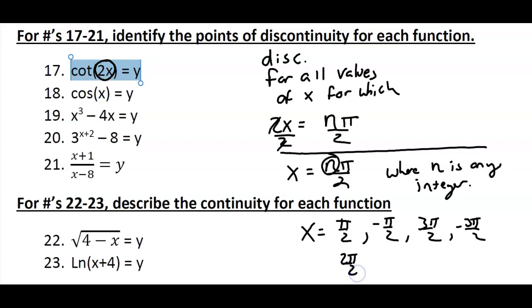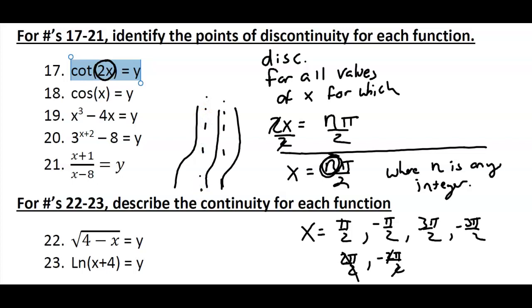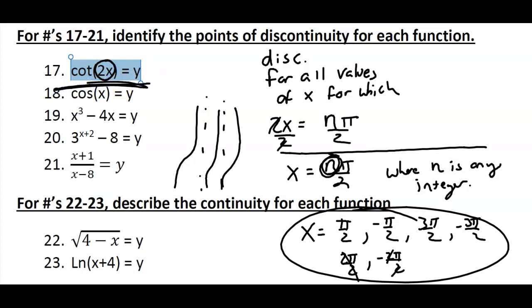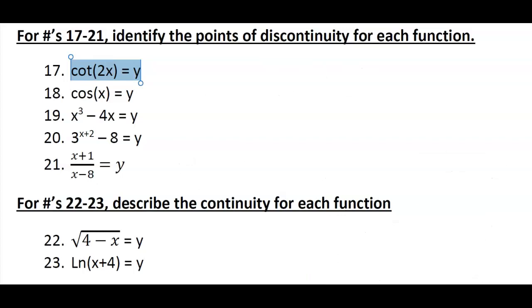Which you guys know just reduces to pi, or at -2 pi over 2, which you guys know just reduces to -pi. So any integer value. And so basically with a cotangent function that looks something like this, you just have these vertical asymptotes where there's discontinuities, and these are all the places where those discontinuities would exist for this particular cotangent function. Okay? All right, let's go ahead and take a look at the next one here.